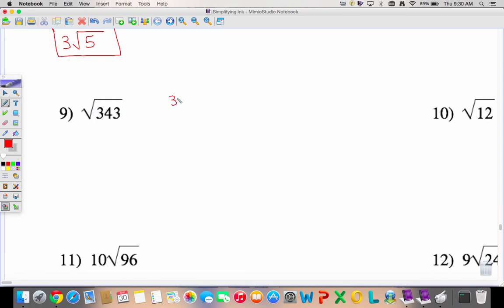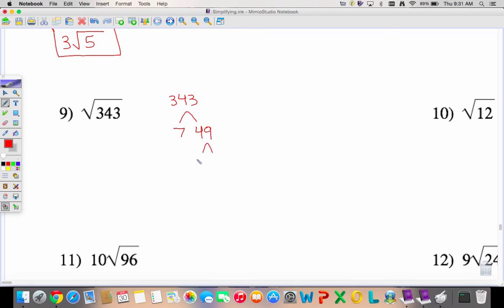Okay, number 9, you have the square root of 343. So I have 343. I need two numbers that I can multiply to get 343. And for this one, if you get a big number like this and you can't think off the top of your head, like I said, use your calculator. Do 343 divided by 2, divided by 3, divided by 4, until you get two whole numbers. The two whole numbers I got were 7 and 49.